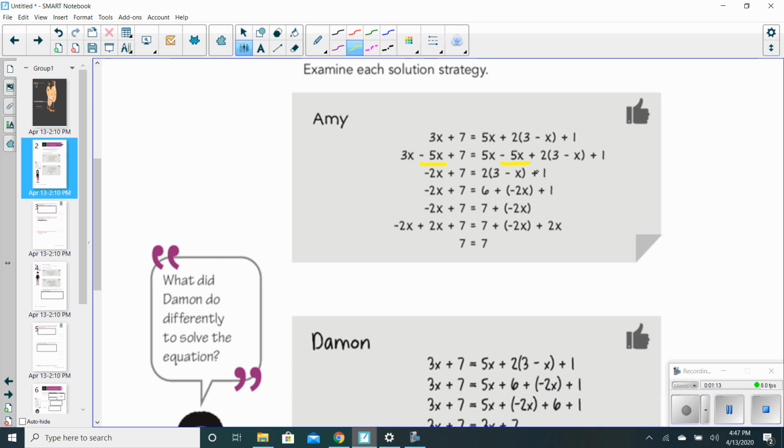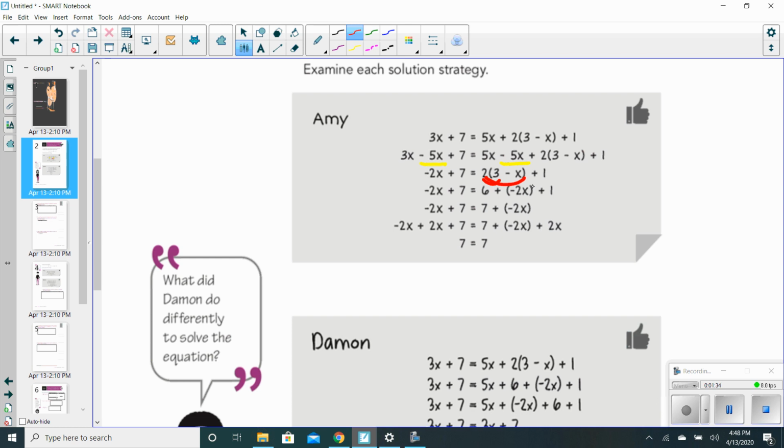From here, she distributed the 2 to both the 3 and the negative x. When she did that, she ended up on the left-hand side still having negative 2x plus 7 equaling, so 2 times 3 is 6, plus negative 2x plus 1.